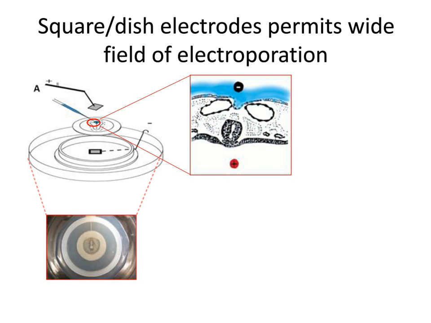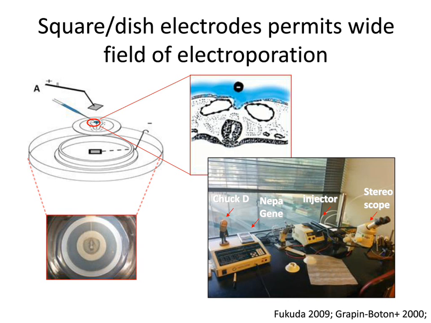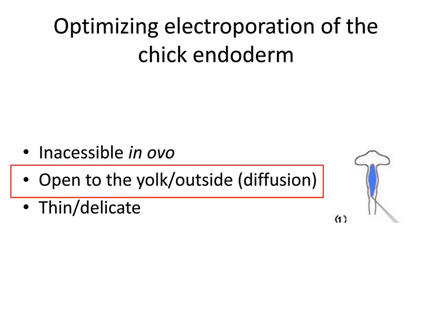And now shown in the lower right-hand portion is the electroporation setup that we have in the lab, where we have the Nepagene electroporator, and it's coupled with a stereoscope as well as a microinjector. This allows us to perform very targeted injections and electroporations. And by simply using this dish electrode and culturing the embryo outside of the egg, we can eliminate the challenges associated with the inaccessibility of the endoderm in ovo.